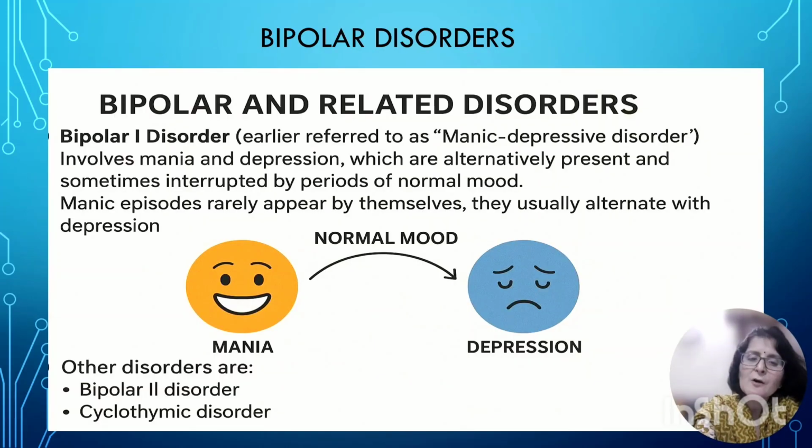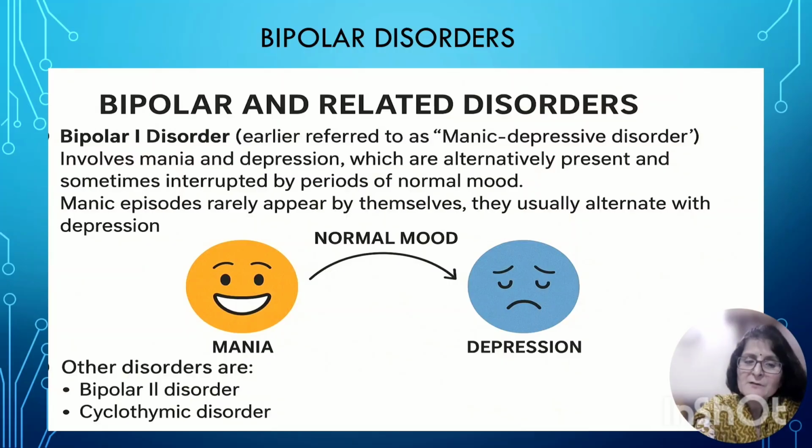Okay, so now let me talk about bipolar and related disorders. Now, in this, what happens is sometimes the person experiences euphoria and the other time his mood is so down. Sometimes he is on the top floor and sometimes he is under the ground. This type of situation occurs in bipolar 1 disorder. It involves mania and depression, which are alternatively present and sometimes interrupted by periods of normal mood also.